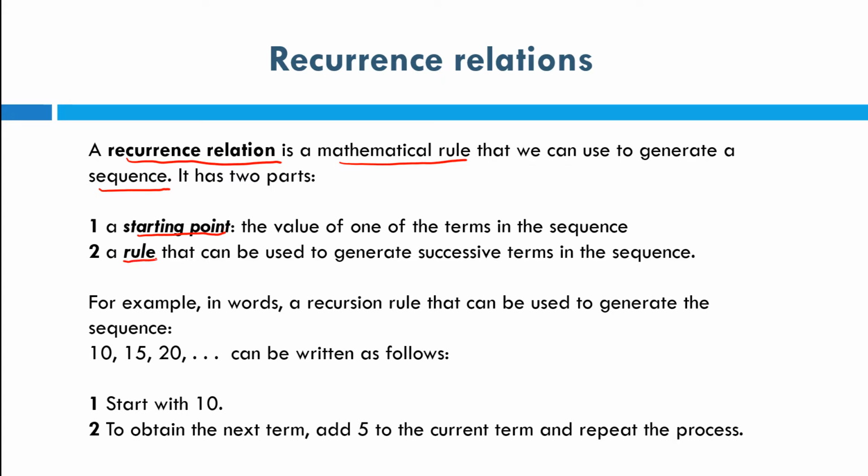So for example, in words, a recursion rule that can be used to generate the sequence 10, 15, and 20 can be written as follows. We're starting with 10, and to obtain the next term, we're adding 5 to the current term, and we repeat the process. So our initial value was 10, and then we're adding 5 to that to give us 15, and then 5 to that to give us 20, and so on, to generate the sequence 10, 15, 20, 25, etc.